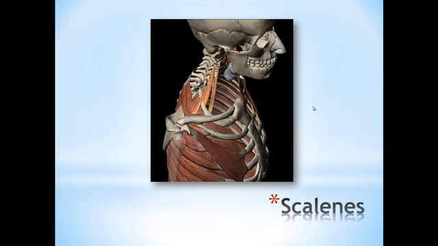Now the other thing the scalenes do is function to stabilize the entire rib cage. So the scalenes counter the paradoxical movement of the upper chest caused by a decrease in the intrapulmonary pressure, which is created when the diaphragm contracts.